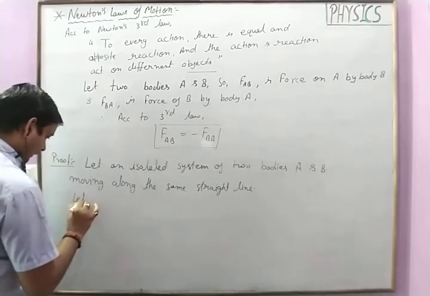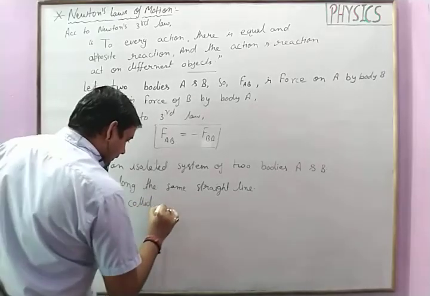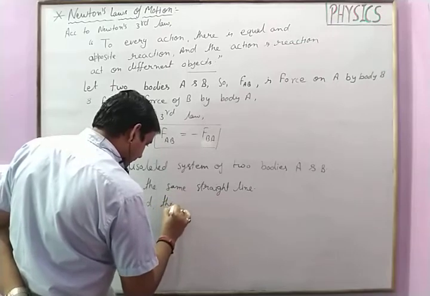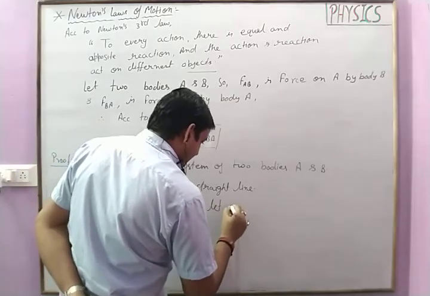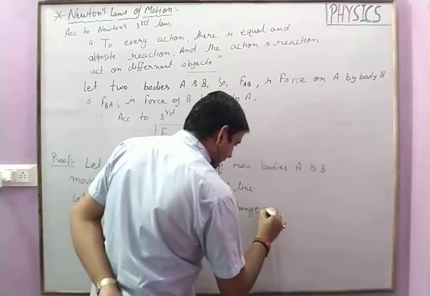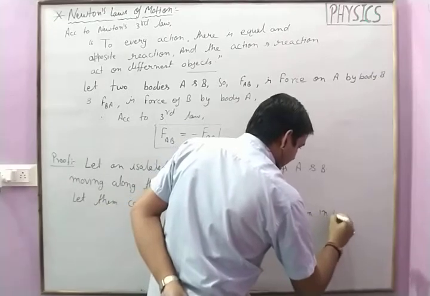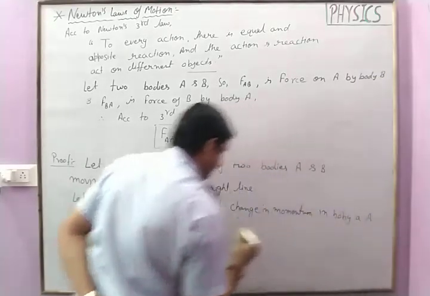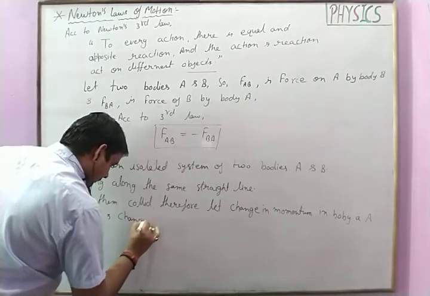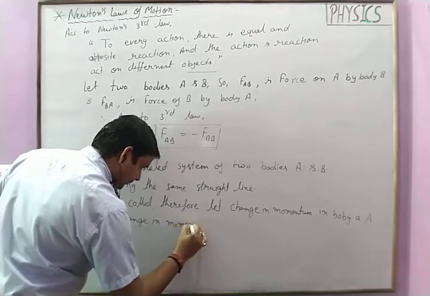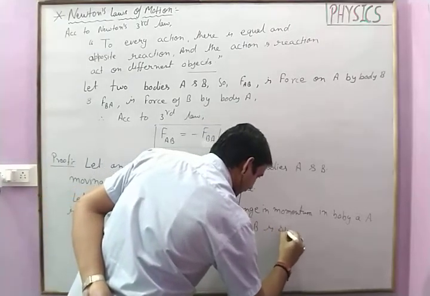So let them collide. Therefore, let the change in momentum in body A be del PA and the change in momentum of body B be del PB.